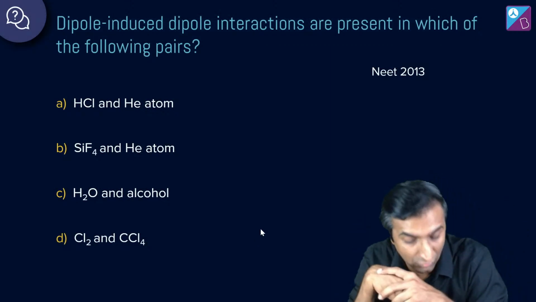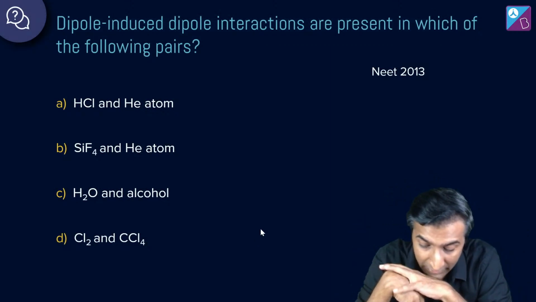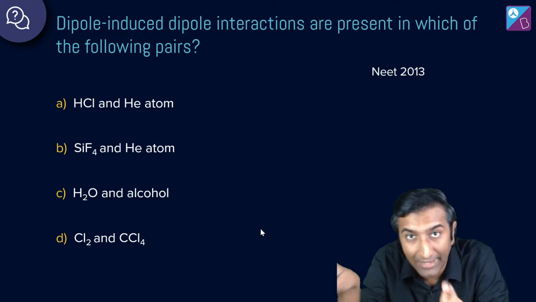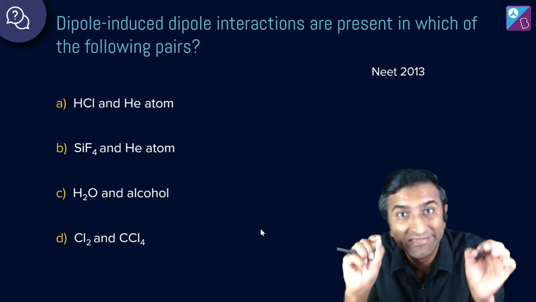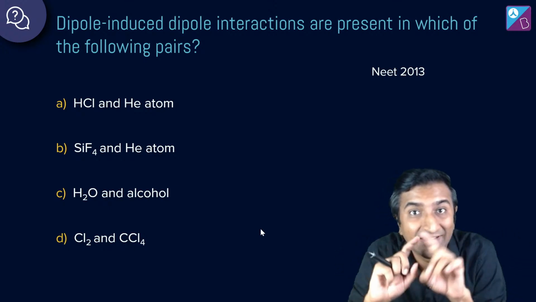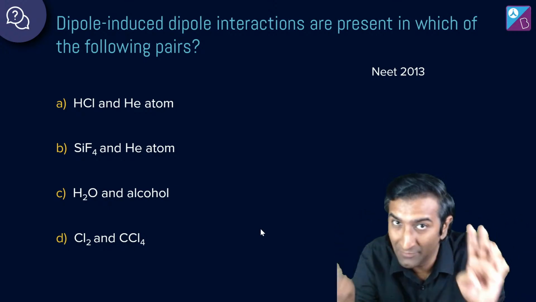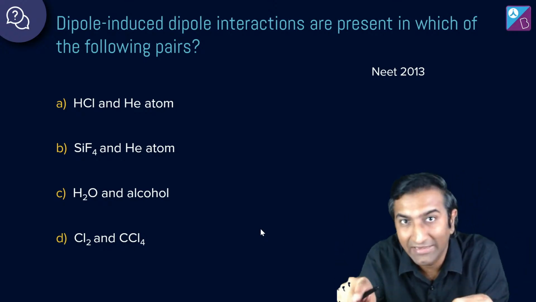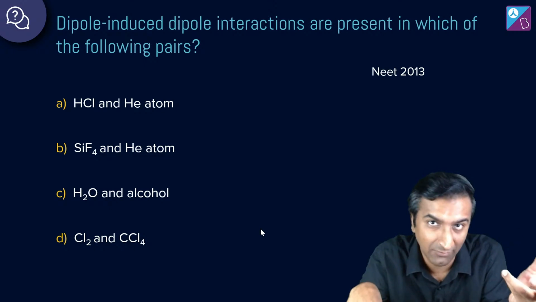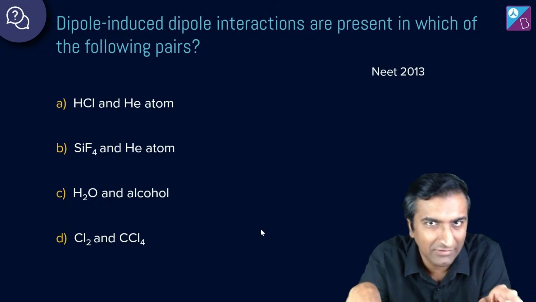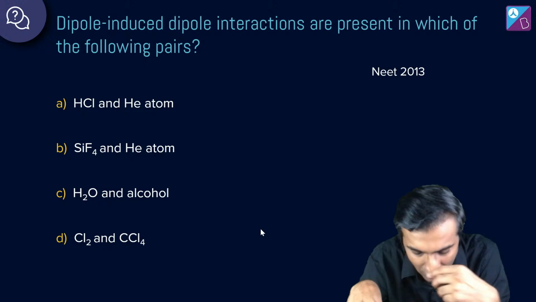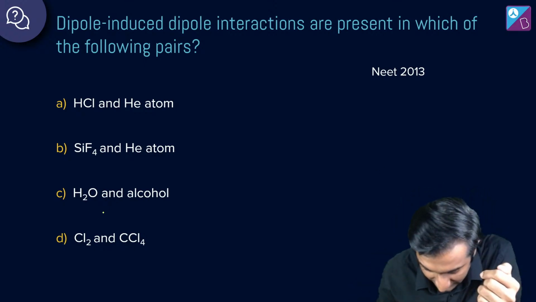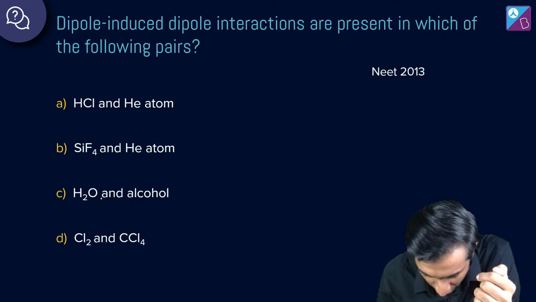एक सवाल लेते हैं. Let's take a quick question. Dipole-induced dipole interactions are present in which of the following pairs? Dipole-induced dipole. मतलब one of these molecules has a permanent dipole, the other one does not. The one that has a permanent dipole is inducing a dipole moment in the one that does not. Try करो ना सवाल. Give me the answer in the comments. हाँ, उल्टा जाते हैं. Cl2 ये तो दोनों non-polar है.